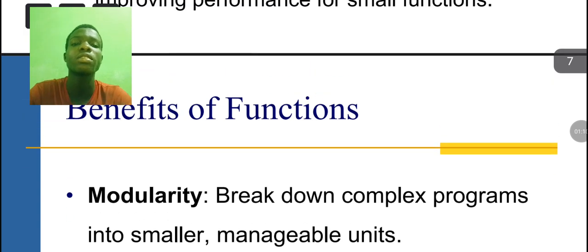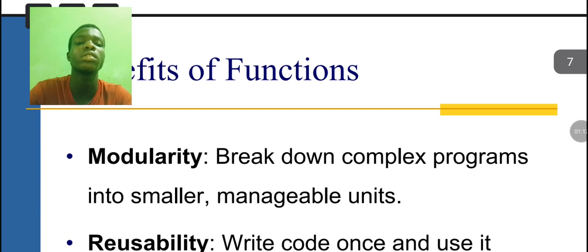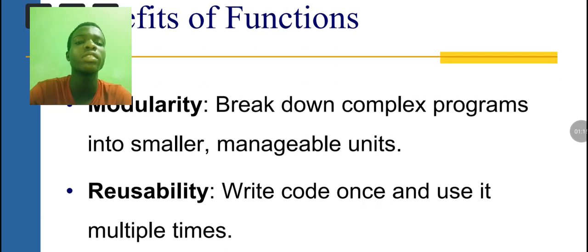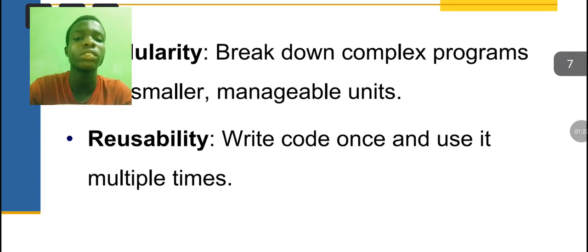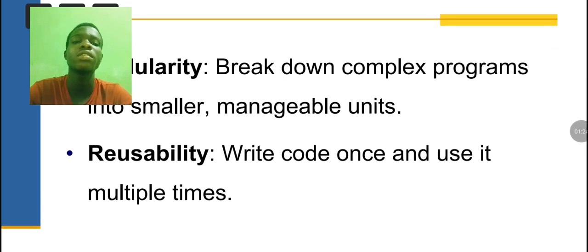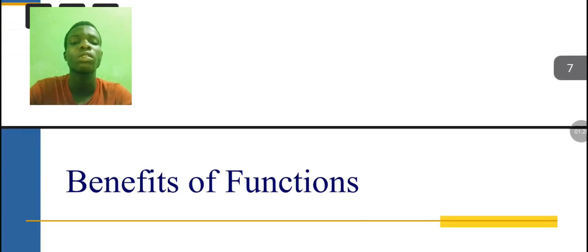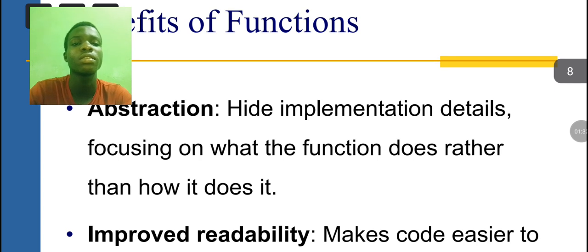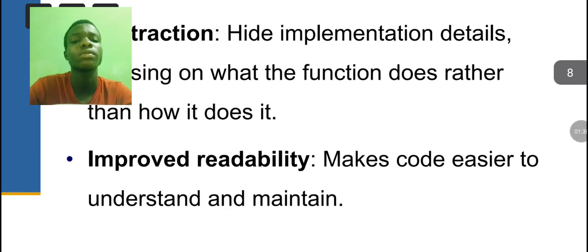So, the benefits, or let's say the significance, of functions. One is modularity, which simply means breaking down complex programs into smaller manageable units. Then reusability, which means writing code once and using it multiple times. And we also have abstraction, focusing on what the function does rather than how it does it. Then improved readability, to make code easier to understand.